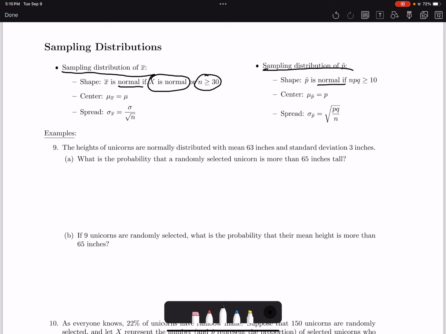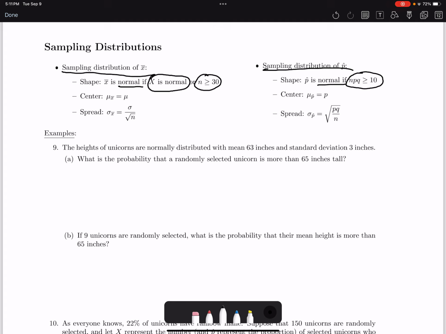For p hat will be normal as long as n times p times q is bigger than or equal to 10. There was also a second condition that n had to be less than or equal to 0.05 times capital N, but that condition is really hard to check because we're usually not given the population size, capital N. Anyway, I'm not going to ask you to check these conditions, but this is what the central limit theorem says, right? That both of these things are normally distributed, which is kind of crazy.